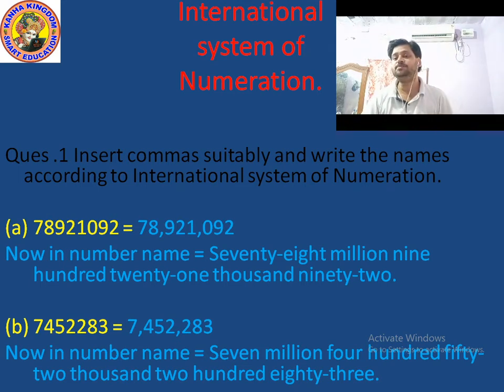Okay, and in ones period 3 place values: ones place value, tens place value and hundreds place value. And after that, thousand period. In thousand period, here also 3 place values: thousands place value, ten thousands place value, hundred thousands place value. And after completing the thousand period, move to millions period. And in millions period, here also 3 place values: millions place value, ten millions place value and hundred millions place value.